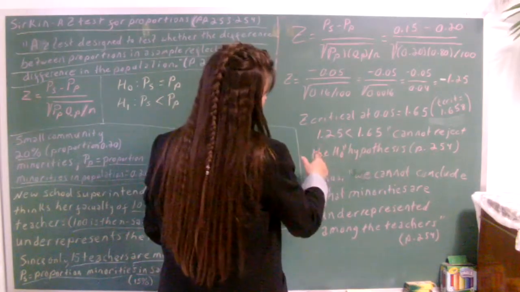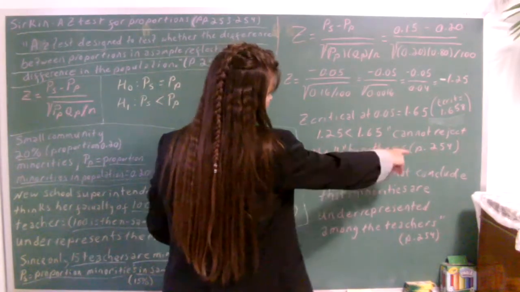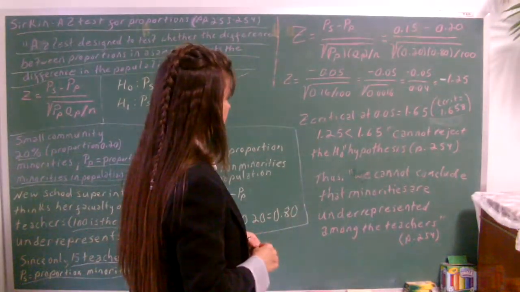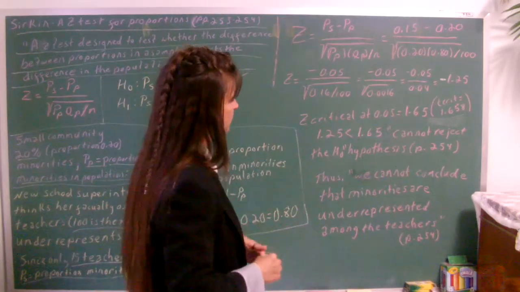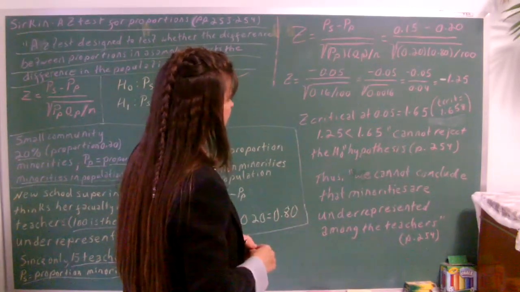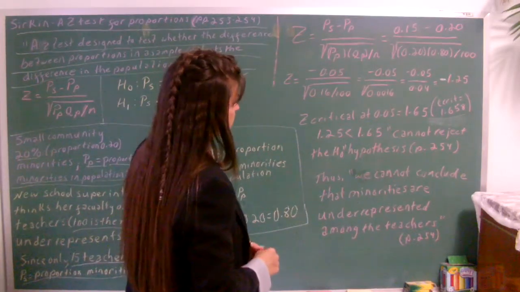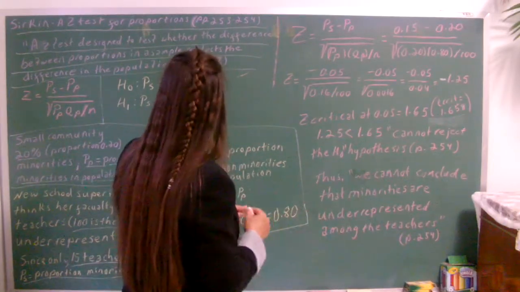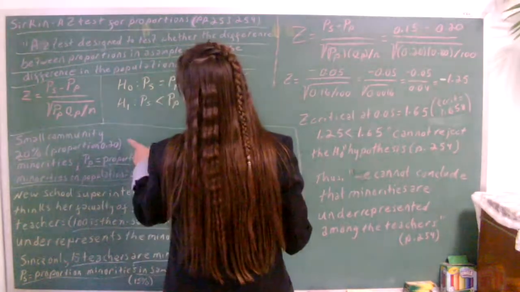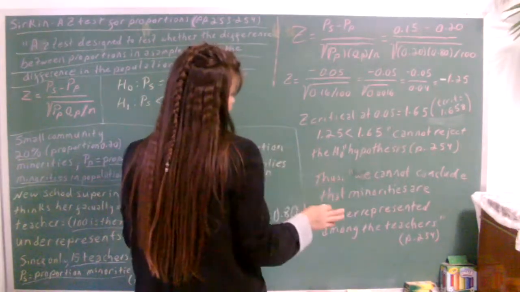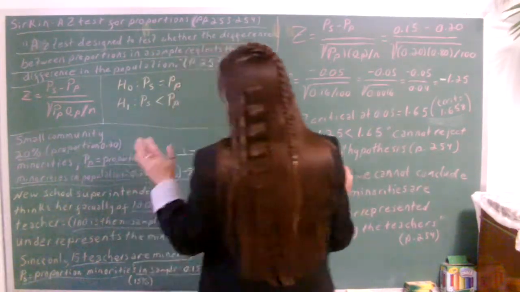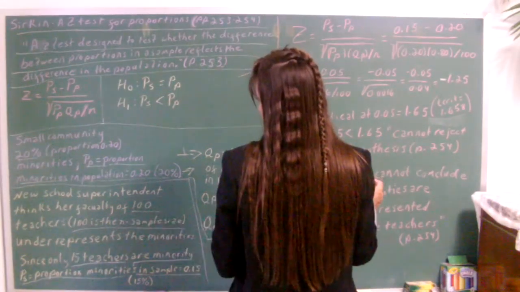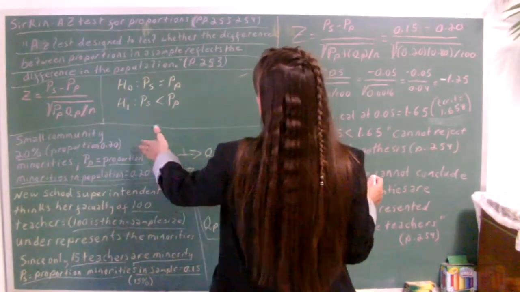Thus, we cannot reject the null hypothesis. That's in quotes from page 254 of your textbook. Thus, we cannot conclude that minorities are underrepresented among the teachers. That's on page 254. So what they're basically saying is, because of our z and the critical value, even though we see 15% and 20%, really, the minorities are not underrepresented among the staff, the faculty, the teachers, at this new superintendent's school compared to the population.